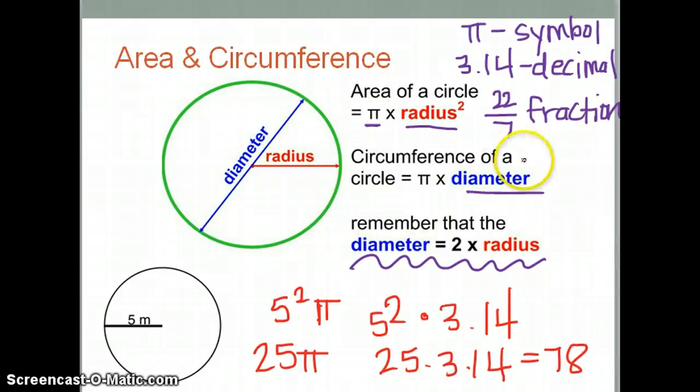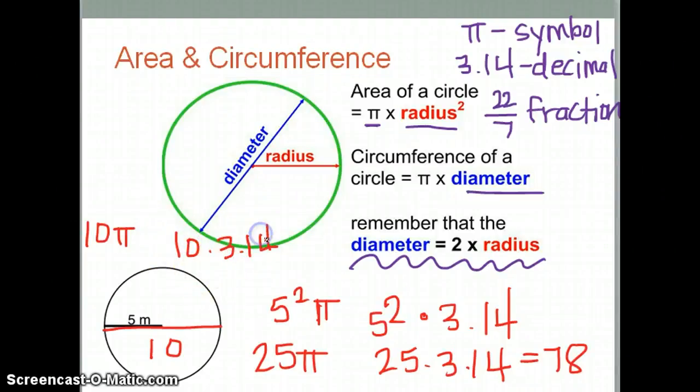If I wanted to find my circumference, then we need my diameter. So in this case, if my radius were 5, my diameter is 10 because we're looking at that whole piece there. So then I do 10 times pi. So I could use the exact symbol to do 10 times pi, 10 pi, or I could do 10 times 3.14 to get 31.4. Close to it.